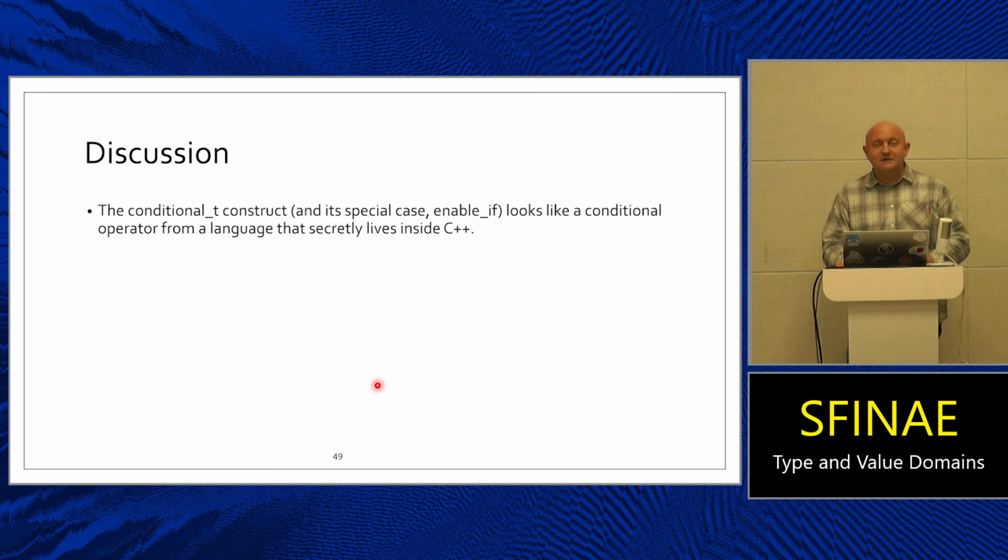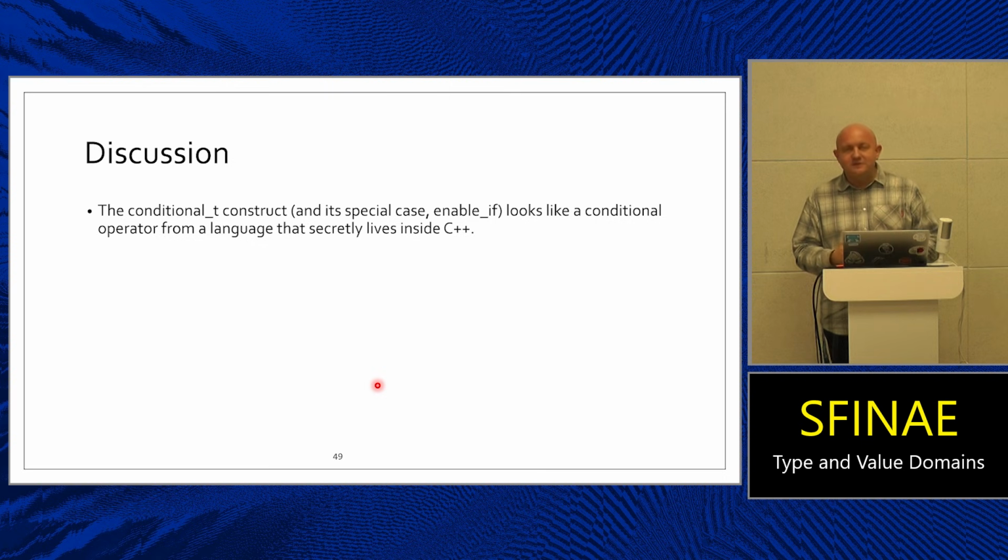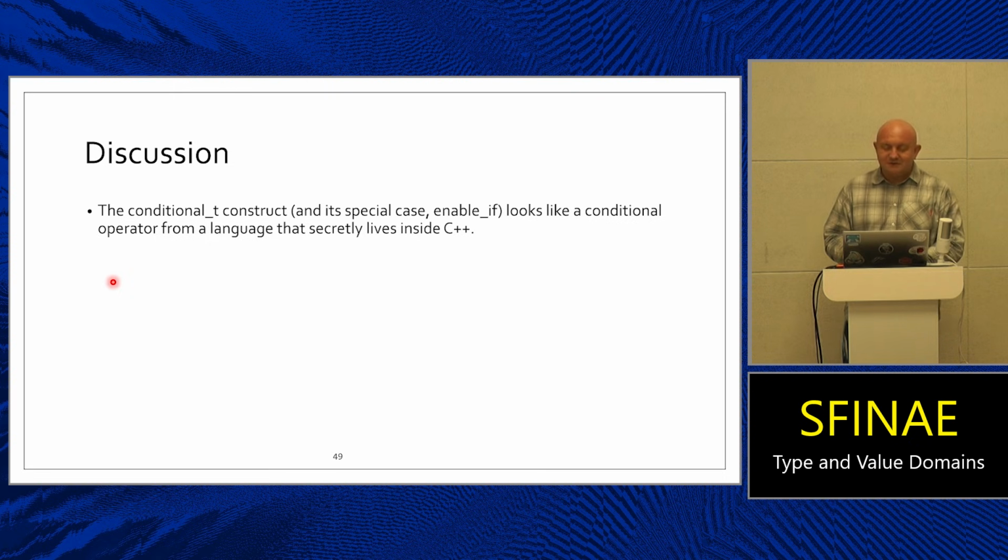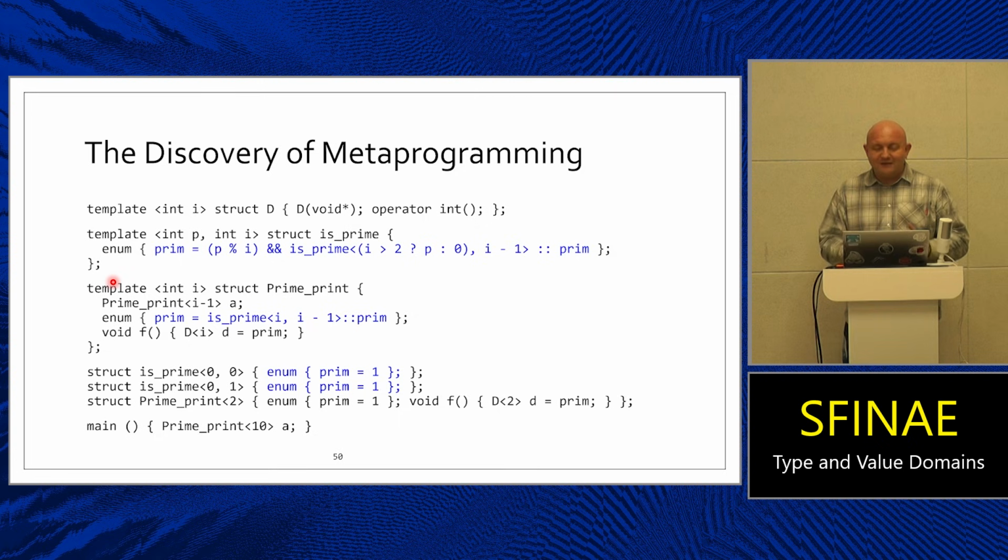And now let's take a step back. If you look closely at std::conditional_t or std::enable_if, they start to look like something else entirely, as if there is a tiny programming language secretly living inside C++, a language with its own conditionals, recursion, and functions. Only everything happens during compilation. And that hidden language was discovered by Erwin Unruh back in the early 90s.